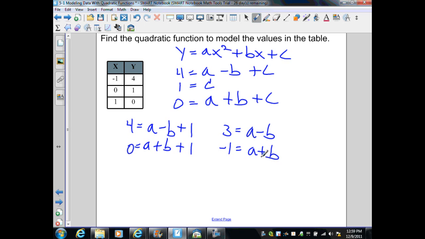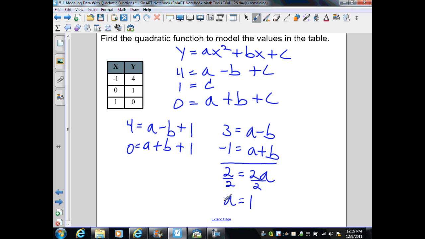If you recall from systems of equations, I have these stacked on top of each other with like terms on top of each other. And since I have coefficients which are opposite, I can add these 2 equations together. That gives me 3 minus 1 is 2 equals a plus a is 2a. And the b's will cancel out. Now I can just solve this small equation. When I divide by 2 on both sides, I'm going to get a equal to 1.